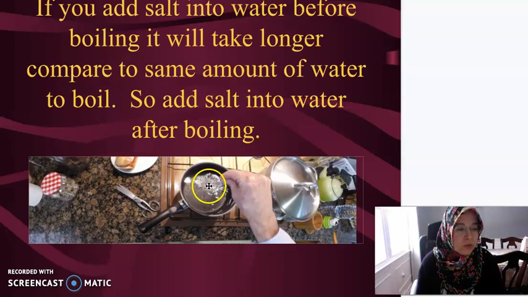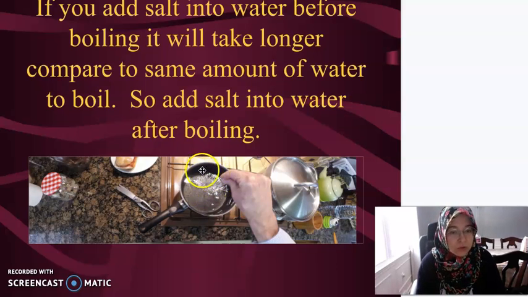So what we should do, we should first boil the water as it is, and then after it boils, you add the salt. Because salt will increase the boiling point. Normally, water boils at 100 Celsius. If you add salt in it, it is going to increase to 104.